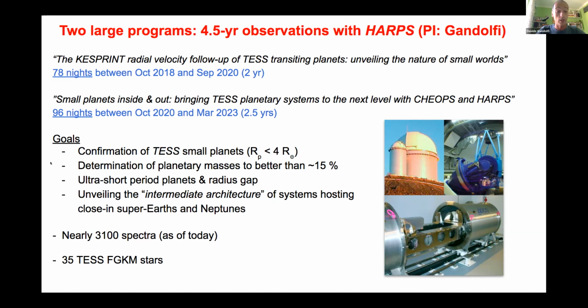We are really focusing on ultra-short-period planets and planets near the radius gap. Thanks to this long baseline, we are also unveiling what I like to call the intermediate architecture of systems hosting close-in small planets, up to a couple of AU from the host star. We collected nearly 3,000 spectra, and we observed about 35 TESS FGKM stars.